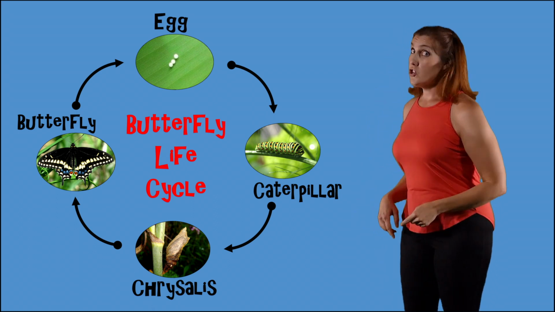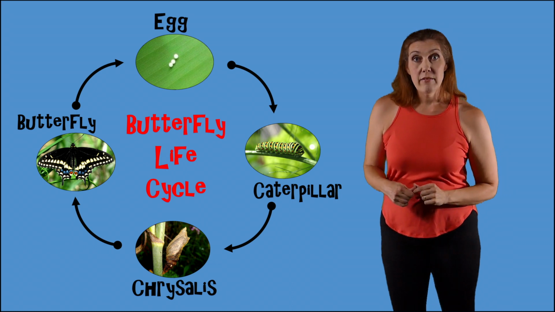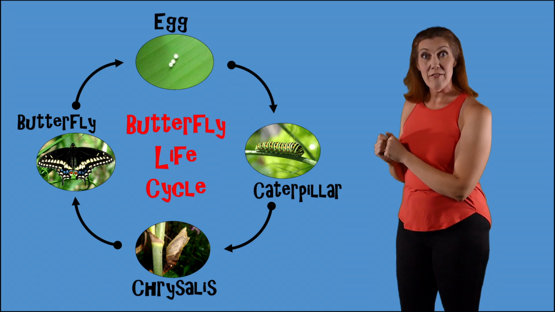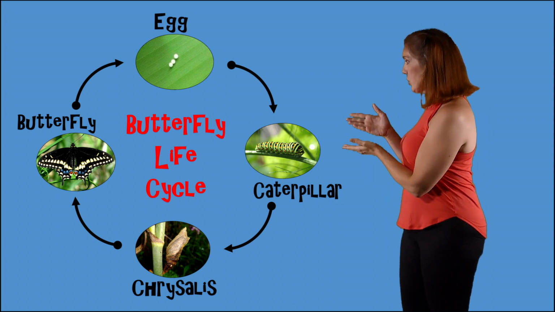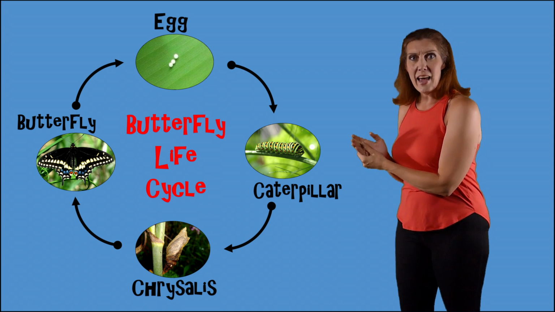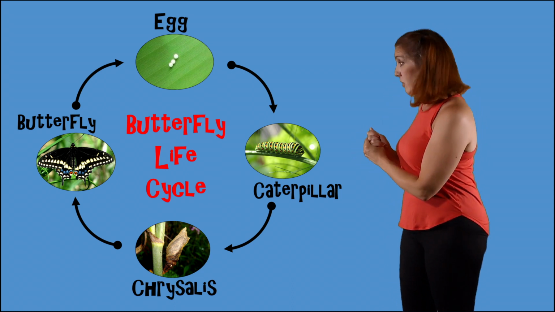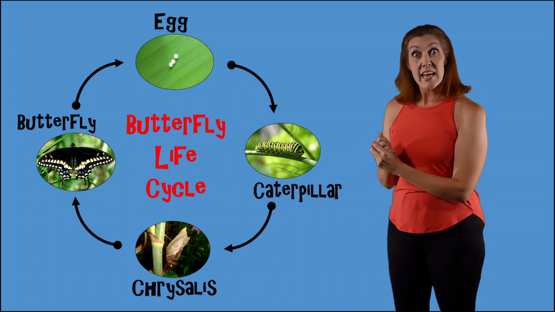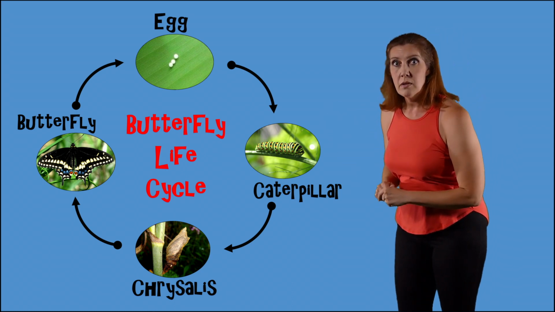A butterfly doesn't start with wings. A butterfly starts as an egg on a leaf. Another butterfly lays that egg on a leaf. Then that egg hatches and it turns into a caterpillar. And caterpillars can be all different colors. They are very special because you know what they do? They eat and eat and eat and eat until they fall asleep. They get so big that they fall asleep.